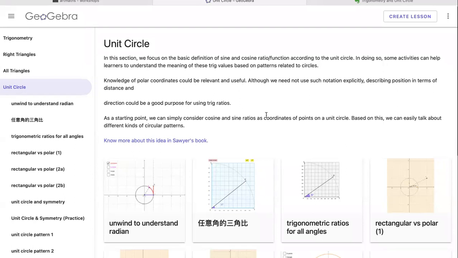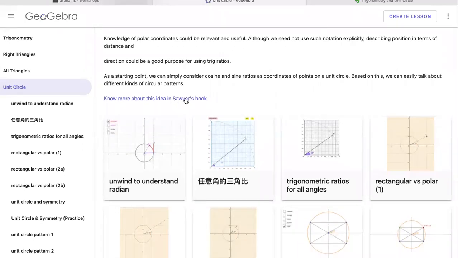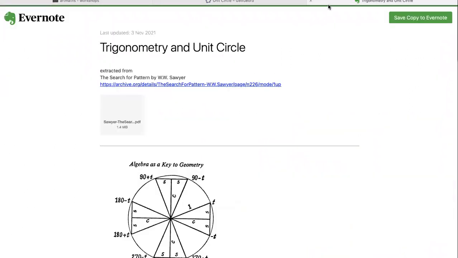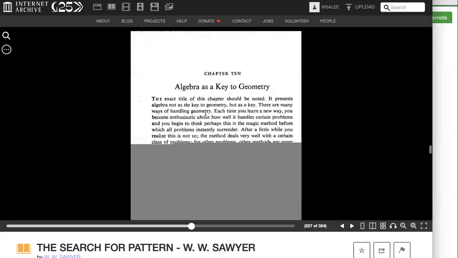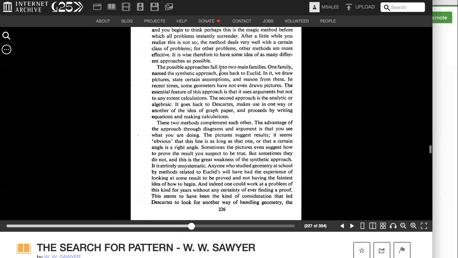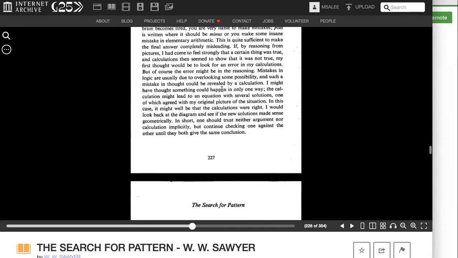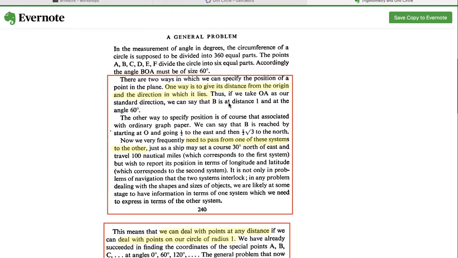This is one of the GeoGebra books, in which I focus only on one section about the unit circle and trigonometry. To begin with, I talk about my approach. You can click on this book by Sawyer, and if you click on this, you can see the original page in the Internet Archive, which is a very nice platform for finding old books. This chapter seems to be about algebra, right? However, if you scroll down, you will find out more. In the middle of this chapter, you will see something about trigonometry. So we already captured it here, okay?